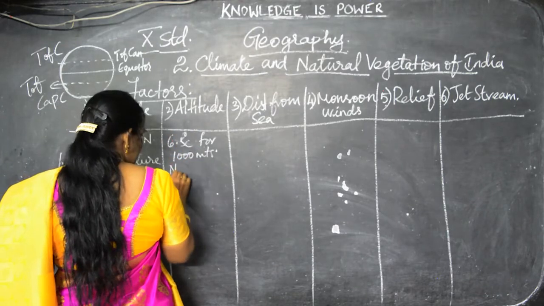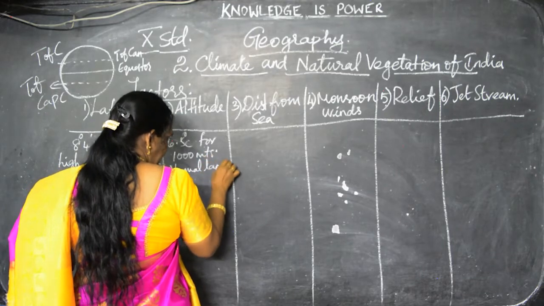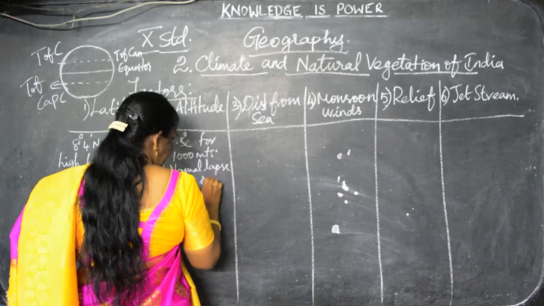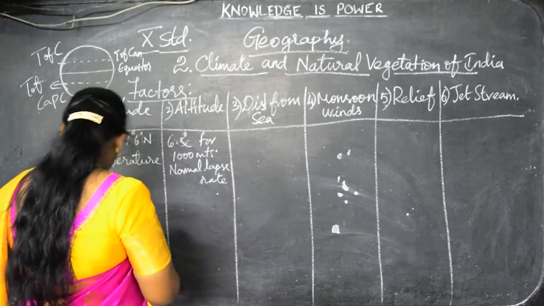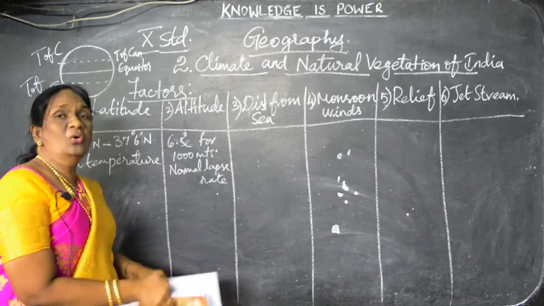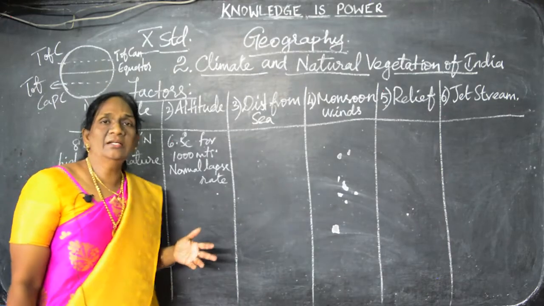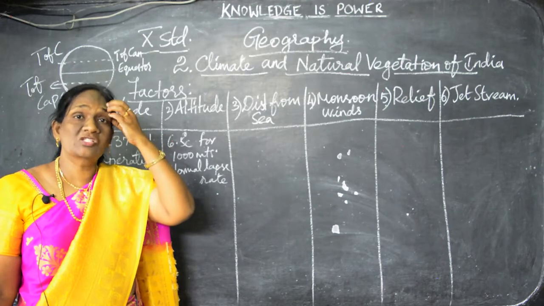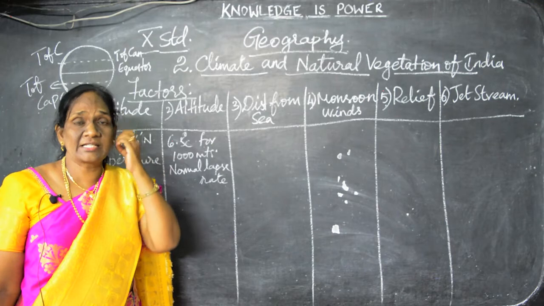That is called the normal lapse rate. And hence the mountains are cooler than the plains. So, for example, during summer season, we can go to the summer resorts. போகிறோம். What are resorts? Hill stations நம்ம பார்க்குறோம்.